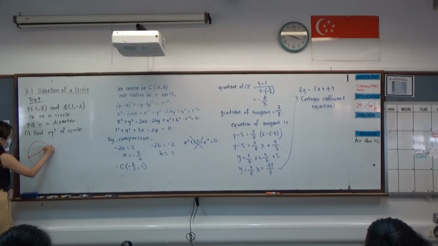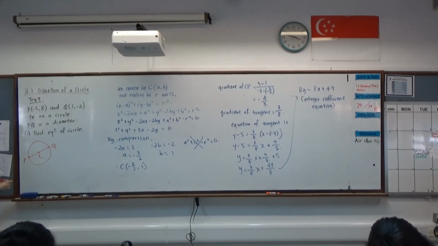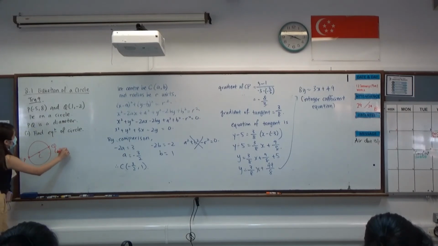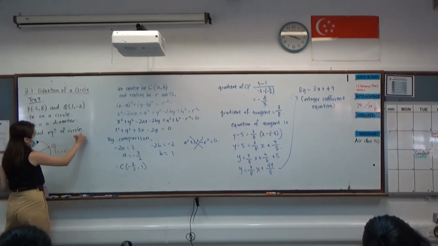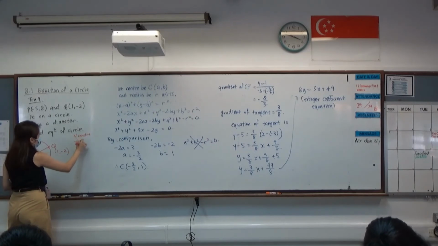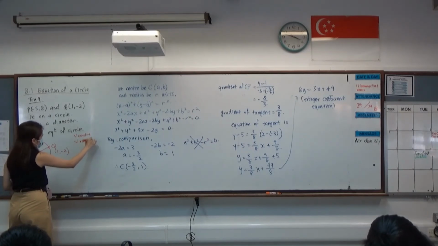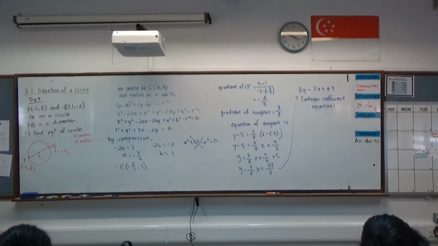So the important thing about PQ being a diameter helps us to understand that the diagram should look something like this. Okay, so P is negative 5, 8, Q is 1 and 2. Question wants you to find the equation. To find equation, we must have center, we must have radius, right?